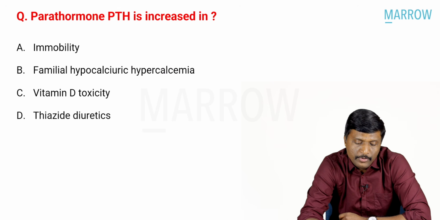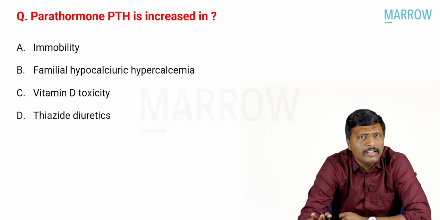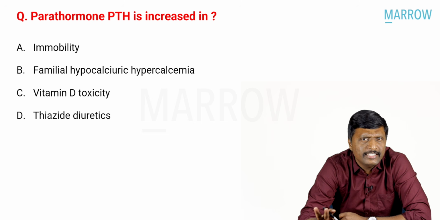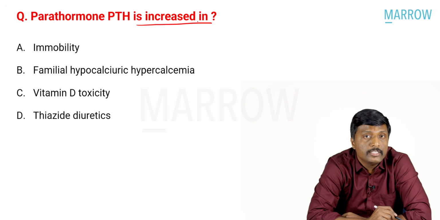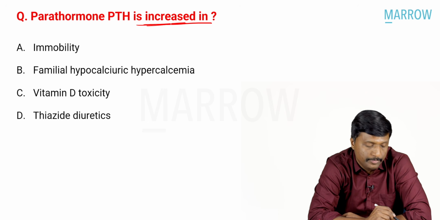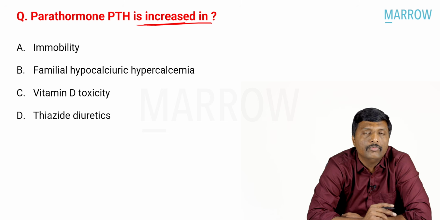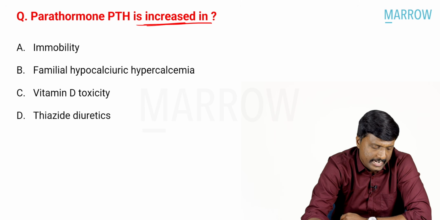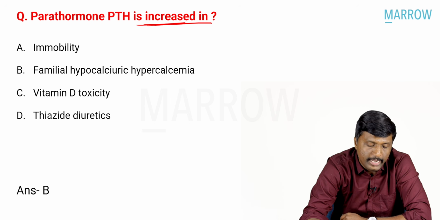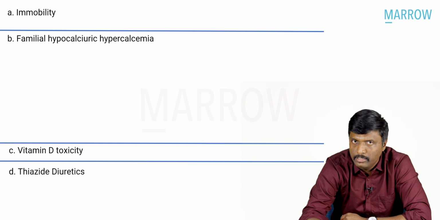Alright guys, now let's look into the next question. Parathormone is increased in, parathormone is another very favorite topic, particularly in INI-CET. Parathormone is increased in, I think many students confirmed this, it was asked about the increased. Immobility, familial hypocalciuric hypercalcemia, vitamin D toxicity, thiazide diuretics. With some very basic physiology concepts, we can definitely solve this. The answer is B, familial hypocalciuric hypercalcemia. Why are we excluding the other options? Let's find out. All the four options are here.